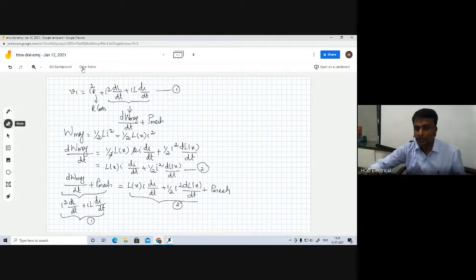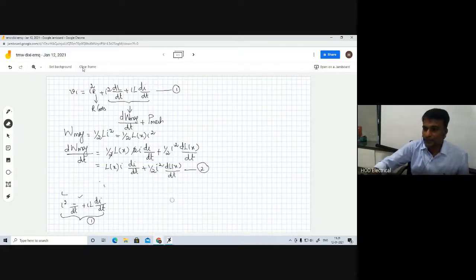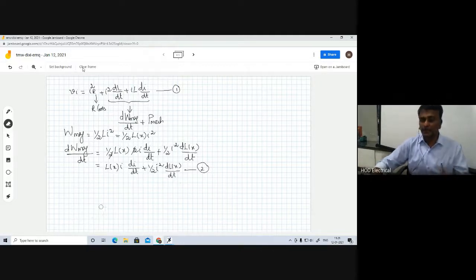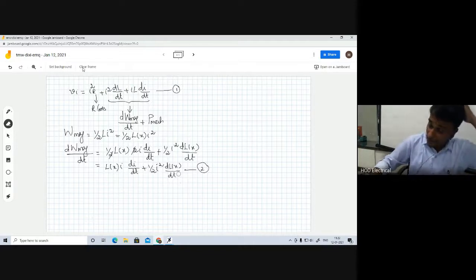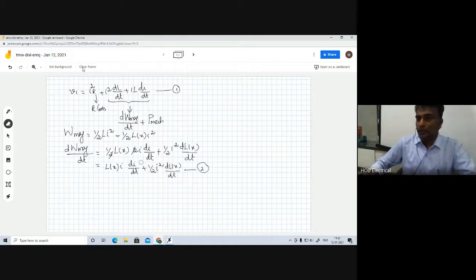One minute, let me erase this. A small mistake I made. So this is our equation number 2: L of x into I into dI by dt plus half I squared into dL of x divided by dt. Now this plus this is the total power. We can write this plus the mechanical power equal to the total.